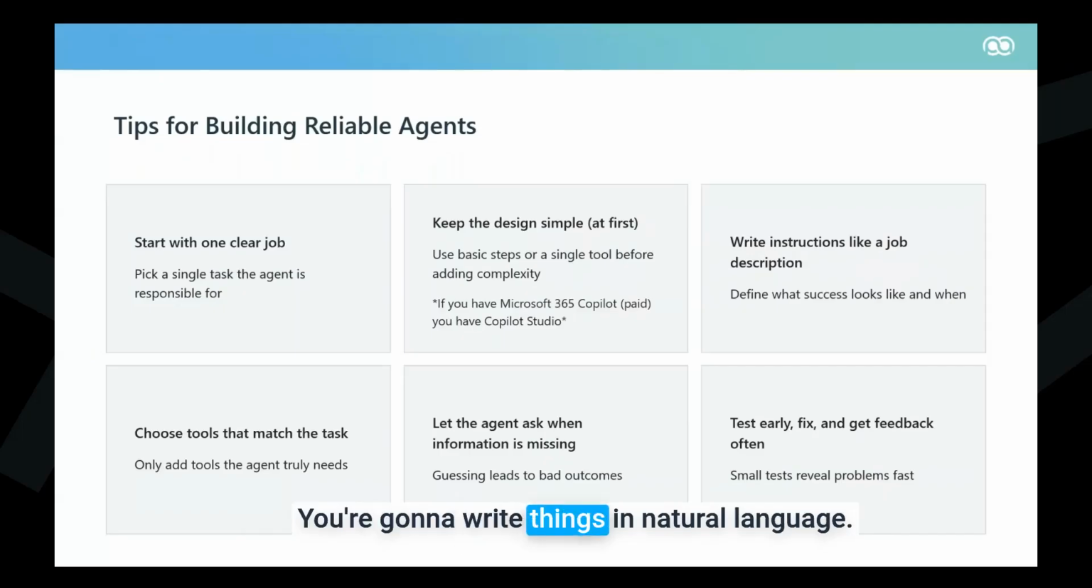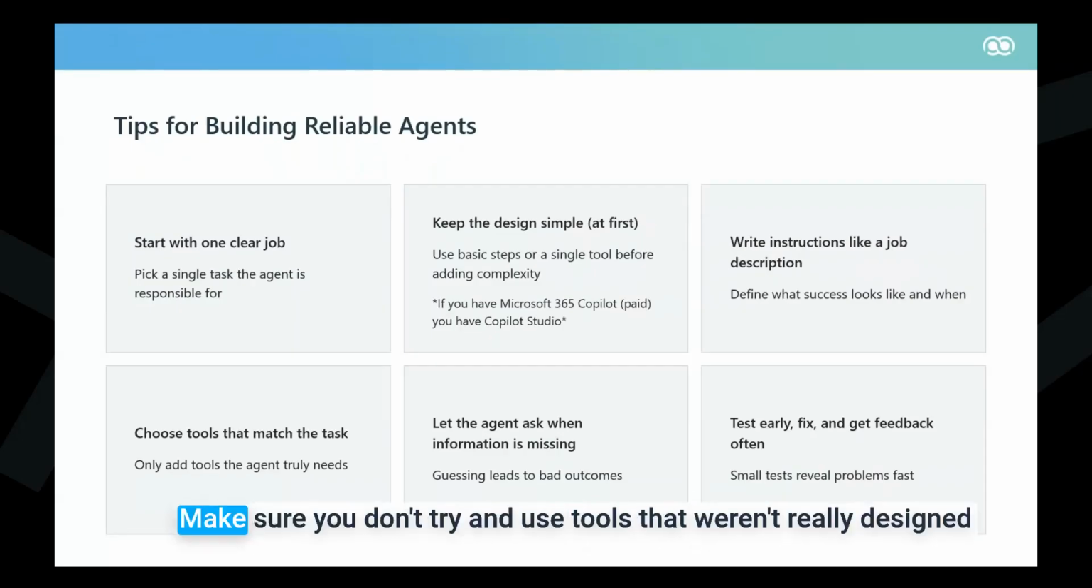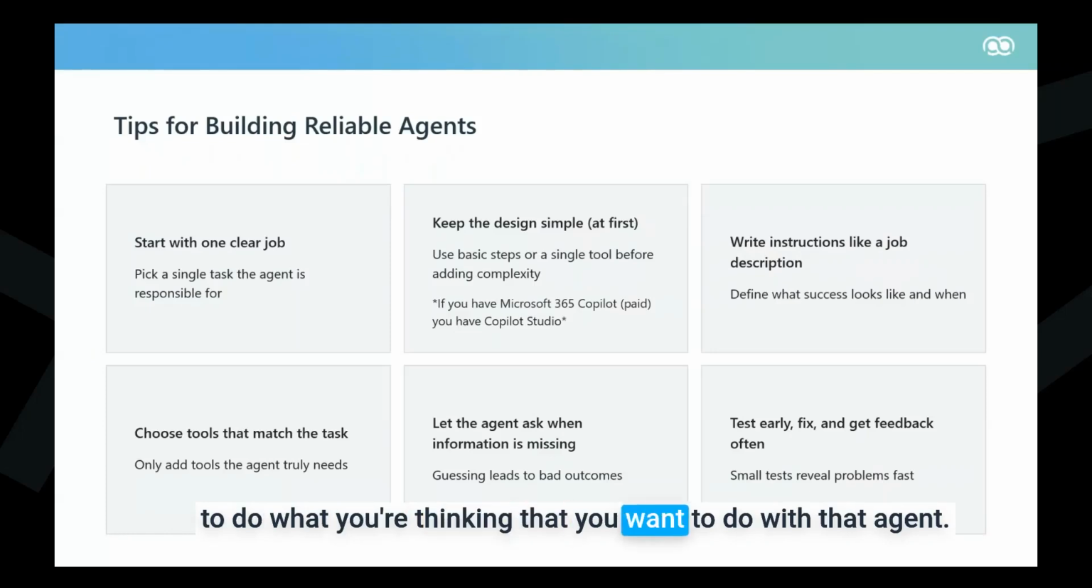You're going to write things in natural language, but it's almost like you're having the agent apply for a job, and the job is that task. So you want to be very descriptive. You're not writing a resume or a CV, you're writing a job description. So what tools match the tasks that you need? Make sure you don't try and use tools that weren't really designed to do what you're thinking you want to do with that agent.